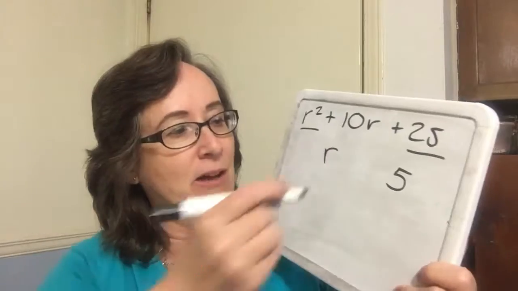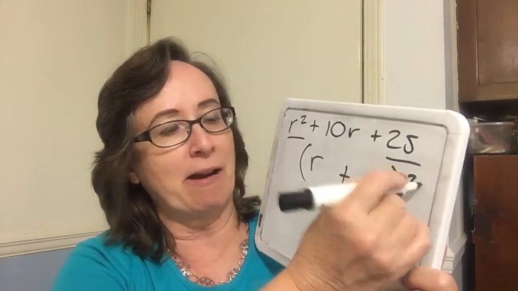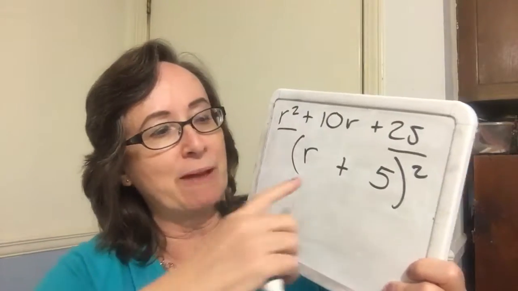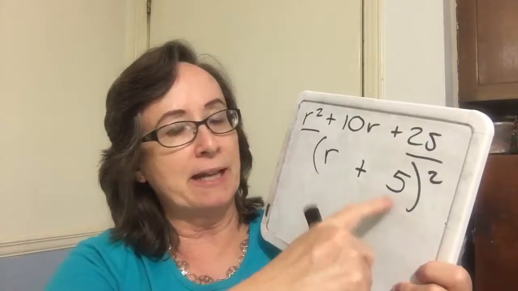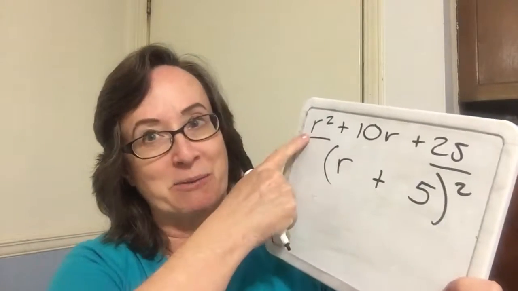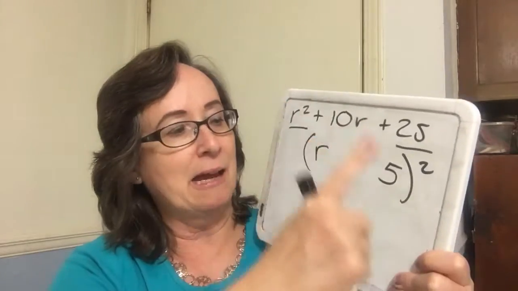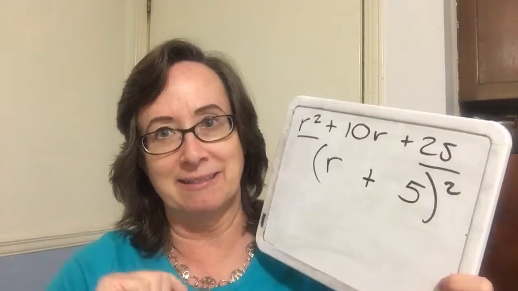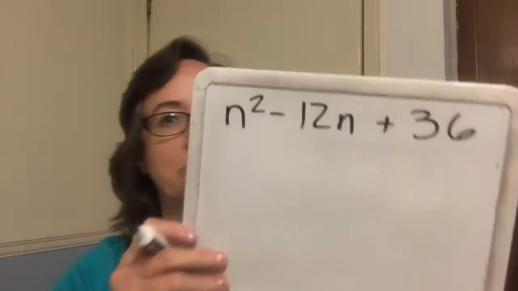To factor it, all we do is put a plus in between here and put a square outside. Remember, when we have a binomial squared, this was back in 6.4, we take the first one and we square it. We take the product, 5r, and we double it. And we take the last term and we square it. And that's all there is to a perfect square trinomial. We'll factor into a binomial squared.